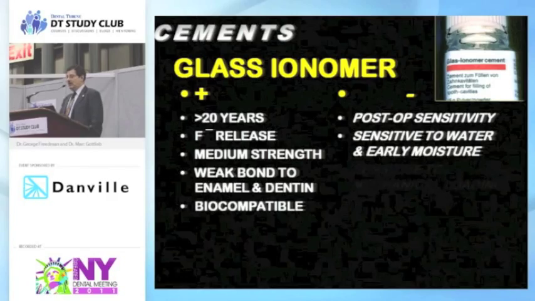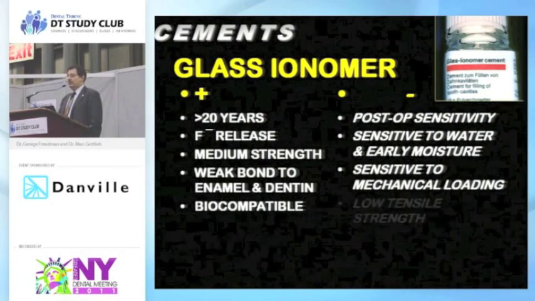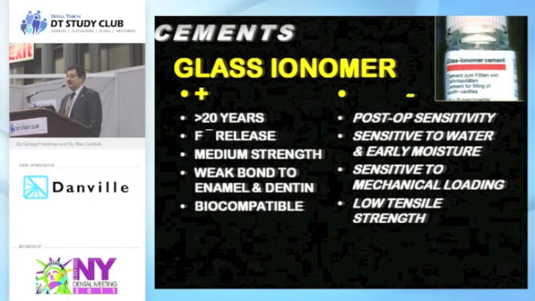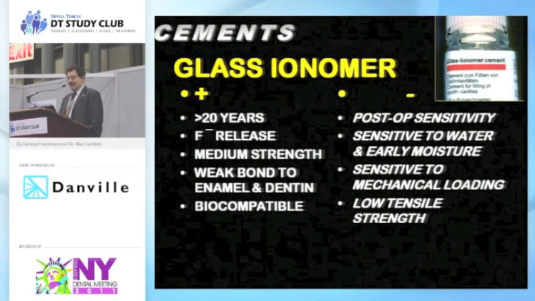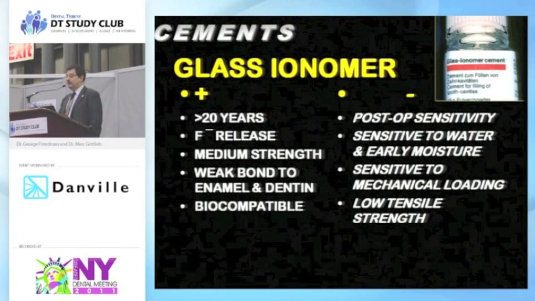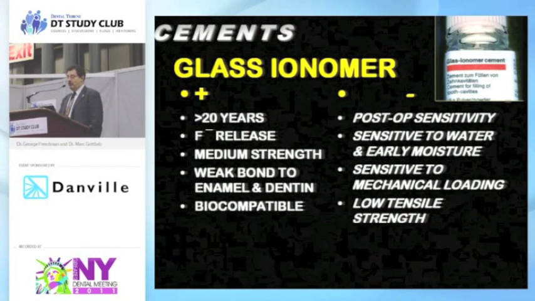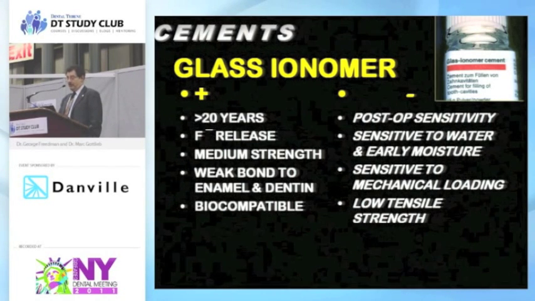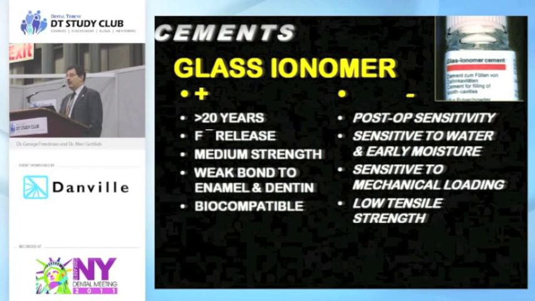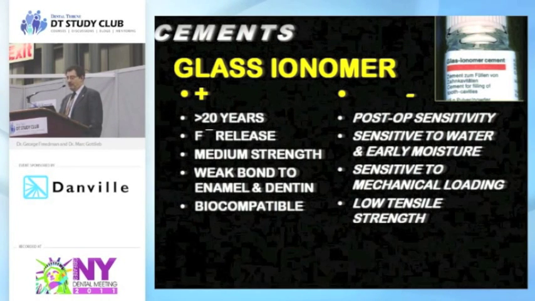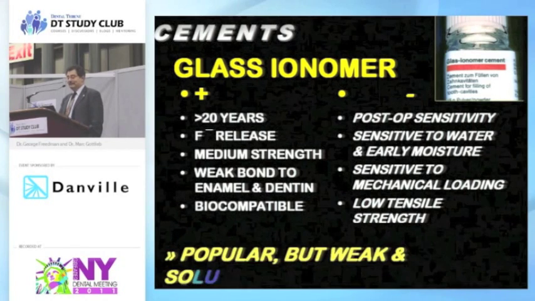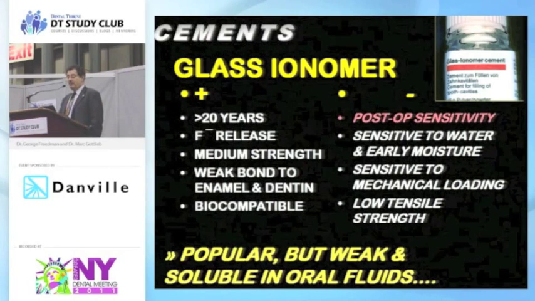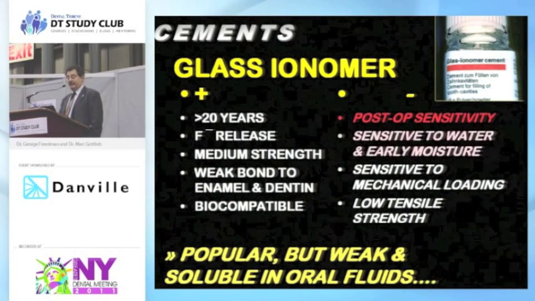And generally, the early glass ionomer cements that were available in the late 80s and early 90s, every restoration that I cemented with them failed. So I would not recommend these. They're popular but weak and soluble in oral fluids, not our ideal cements. The post-op sensitivity is a problem, and the sensitivity to water and early moisture is a problem. Also, they don't harden to full hardness for at least 24 hours, by which time the saliva has had a chance to wreak its bad effects. Resin-modified glass ionomers have been available for about 15 years.